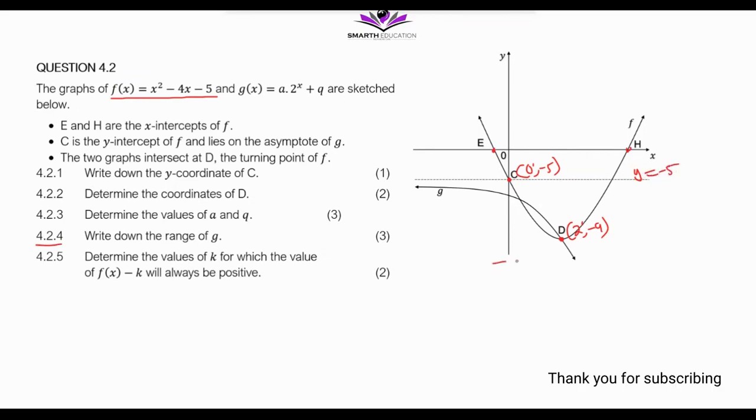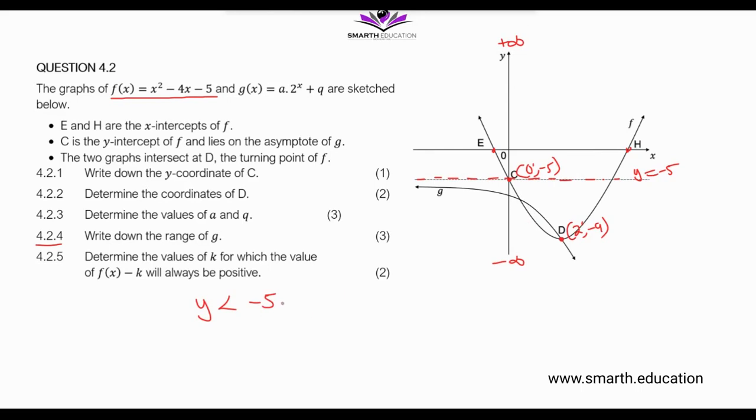Right, we have here negative infinity up to positive infinity. But now, this is the asymptote. So it means the y values can never be above negative 5. So the y values should be less than negative 5. So that's the range there for g of x. So saying y is less than negative 5.